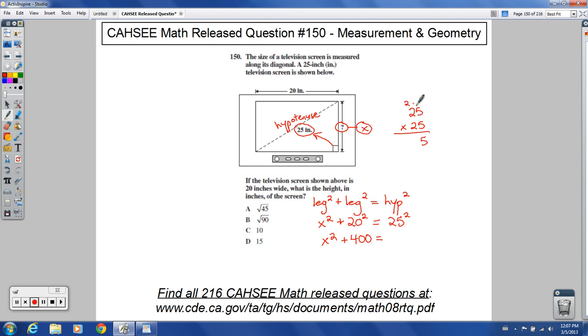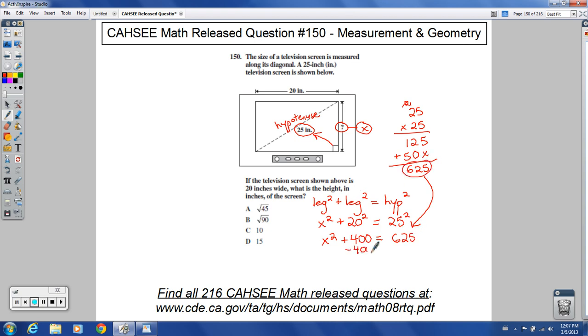This would be 25. This would be 10 plus 2 is 12. Put an x for the next space. You've got 10 here, and 2 times 2 would be 5. You put that all together, you've got 625. So that's going to go in right down here. That's 625.